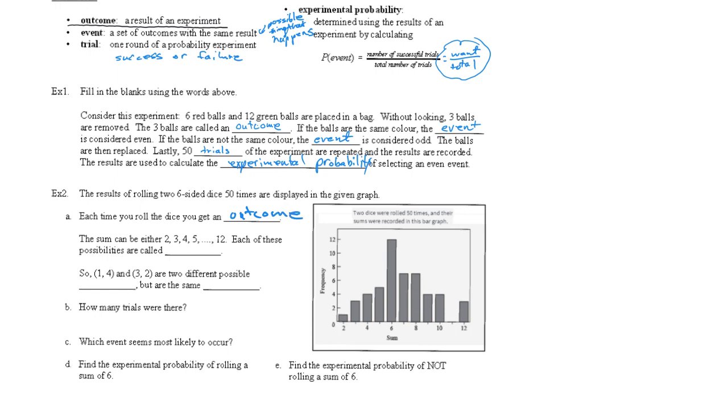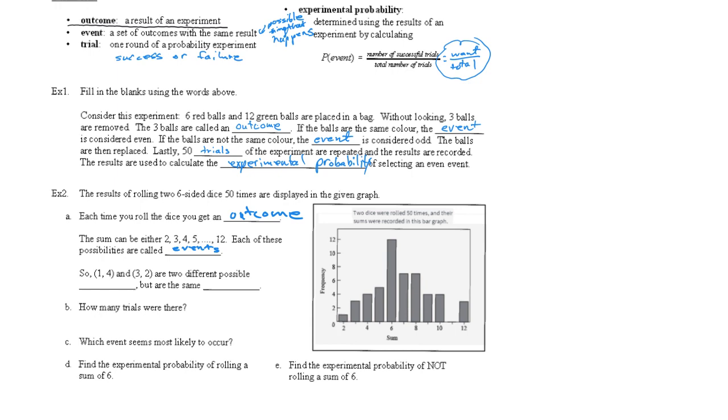So that's the result of something that just happened, okay? Now, the sum can either be 2 through 12. Each of these possibilities are called the events. So each of the unique sums are called an event, okay?